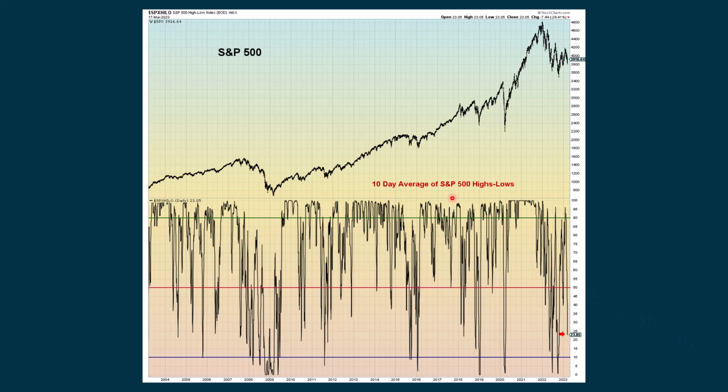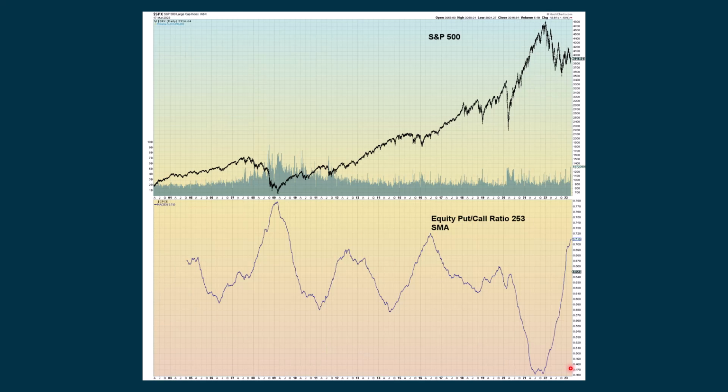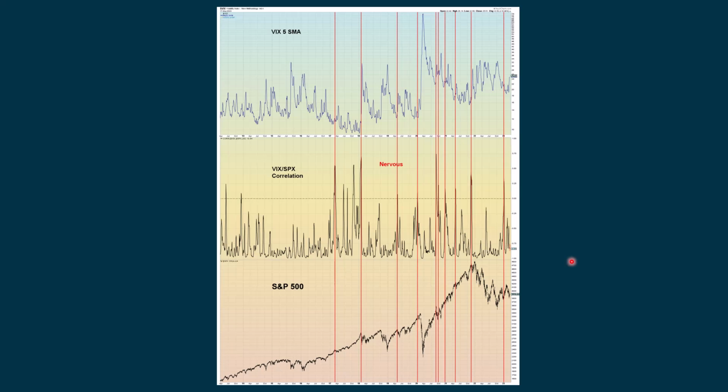The 10-day average of the S&P 500 highs minus the lows continue to decline. We're waiting to see if we continue to drop, will we get down to an extreme negative reading? And then a very long-term moving average of 253 periods on the equity put-call ratio. As this is going up, that usually means the market is going down because there's a lot of fear in the market. Another chart is the VIX to the S&P 500 correlation. It's not really telling us anything useful at the current time.